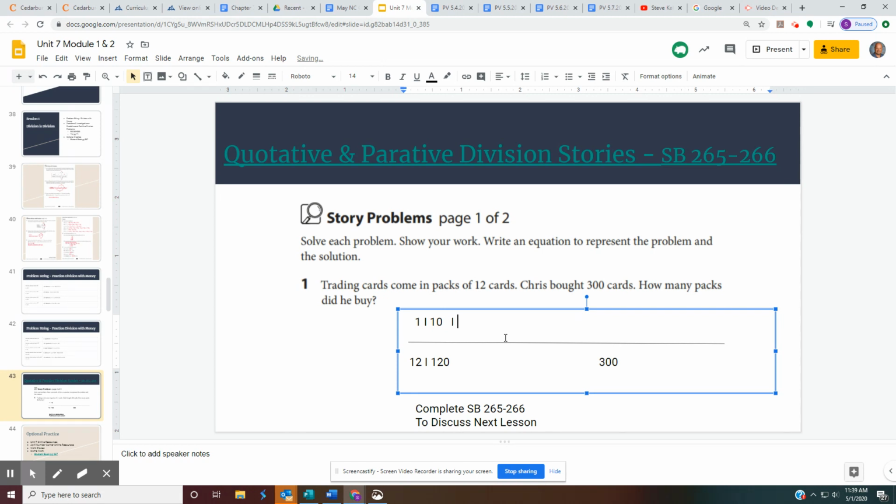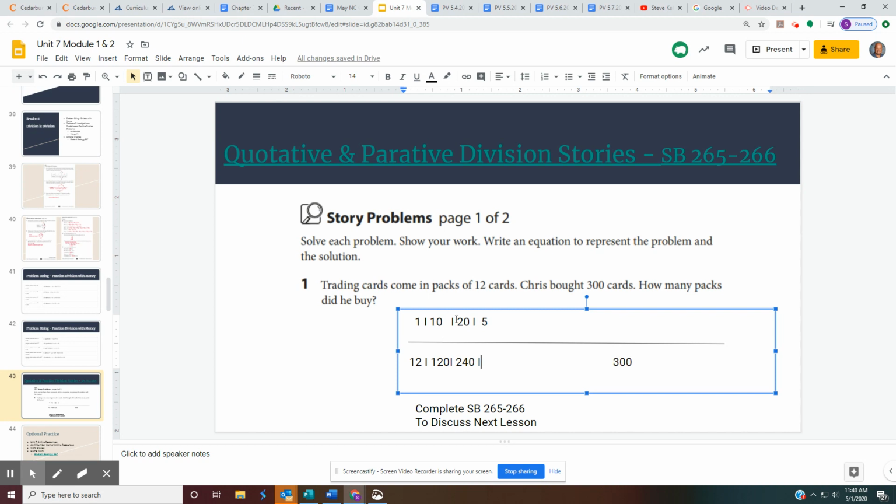So I'm going to draw another line here, and I'm going to try 20 packs. 20 packs would be double what 10 packs would be. That would be 240 cards. So I'm almost there, but I'm 60 away. What is half of 10? Half of 10 is 5, and half of 120, you see that?